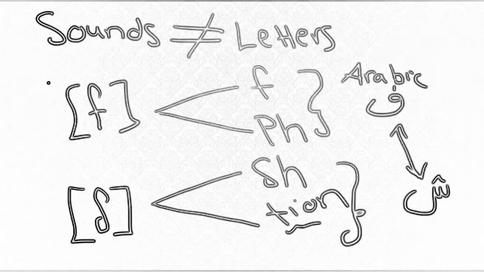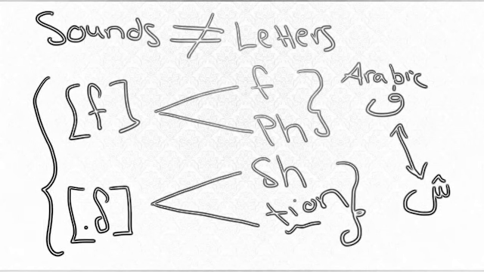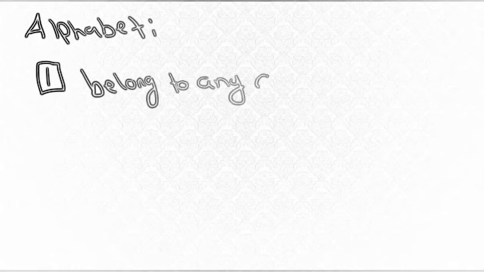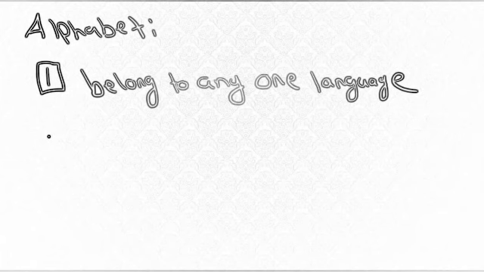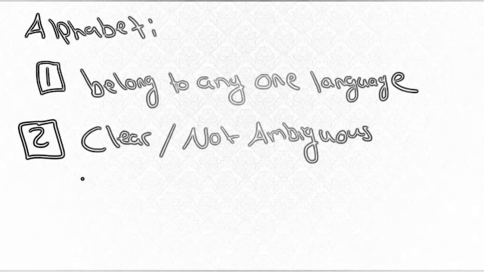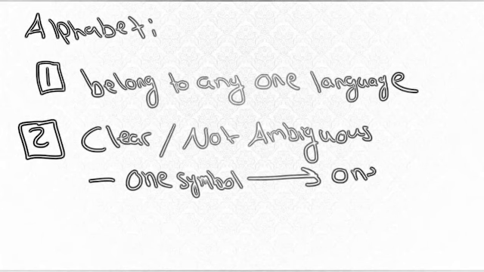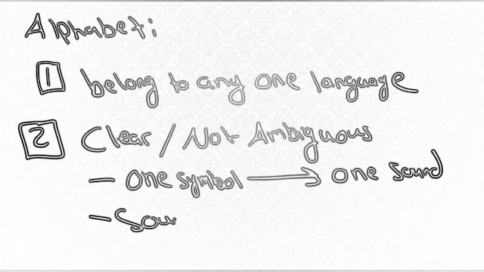Out of this problem, we realized right away that we need some kind of alphabet that would describe all the possible human language sounds, but that would stay true to the sound and not the conventional orthographic methods of portraying that sound. So basically what we need is an alphabet that does not belong to any one language in particular. We also want an alphabet that is clear or not ambiguous. What we mean by this is that we want one symbol to stand for just one sound. And we also want one sound to be represented by only one symbol.